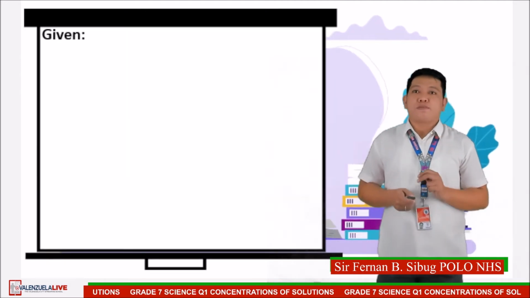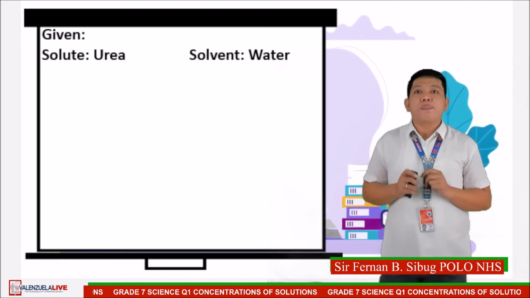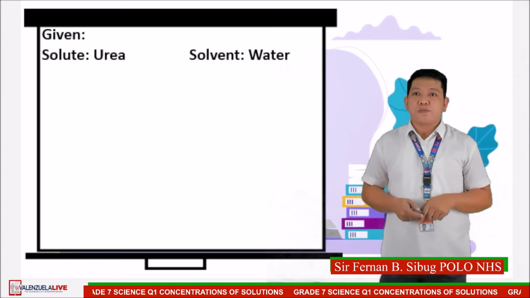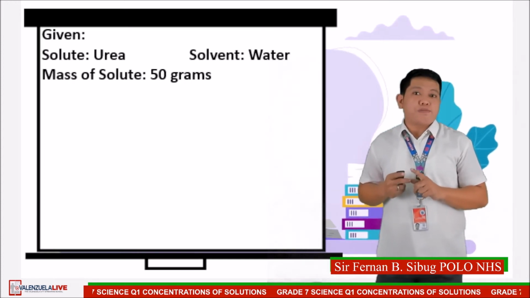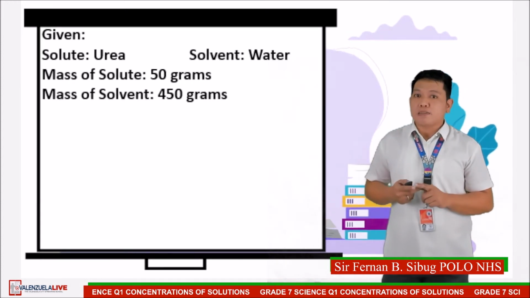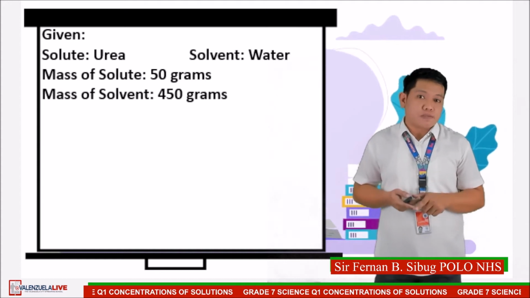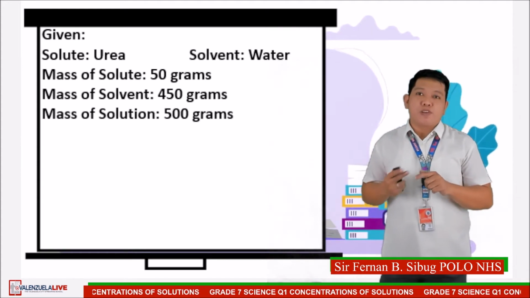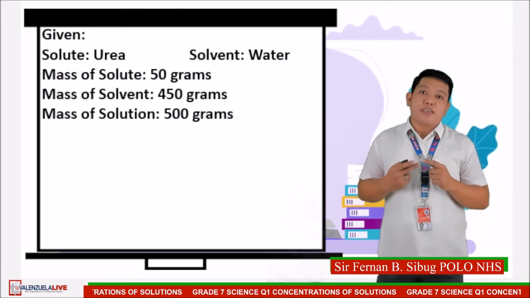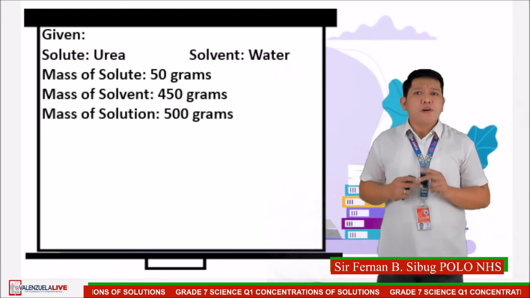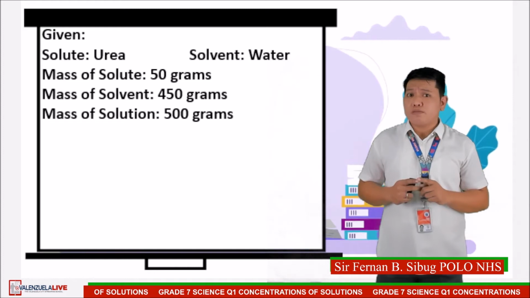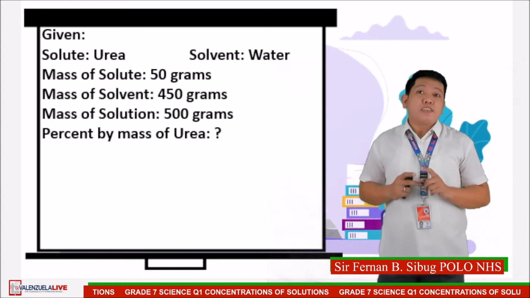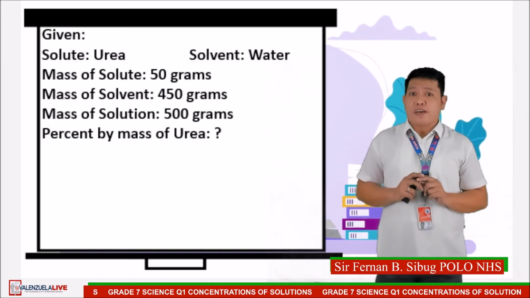Step 2. Write the given. So from the given problem, the solute is urea and the solvent is water. The mass of solute is 50 grams and the mass of solvent is 450 grams. The mass of solution, when you add the mass of solute and solvent, is 500 grams. Again, from the problem, what is the unknown? Correct. The unknown is the percent by mass of urea.